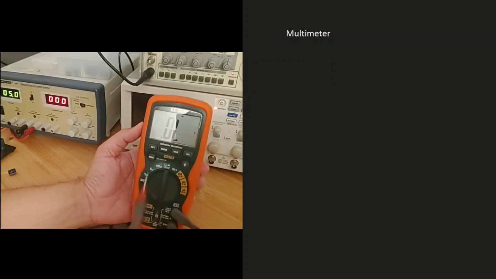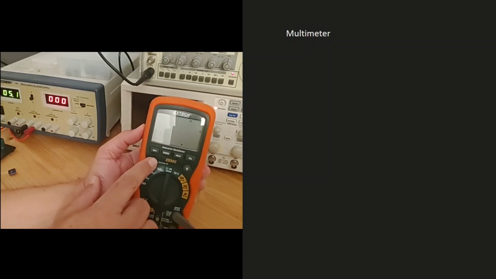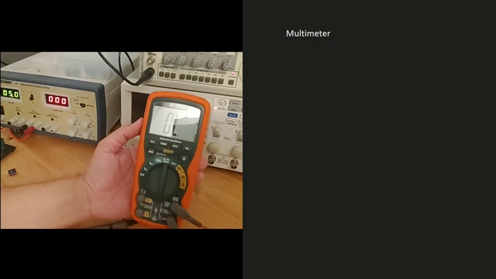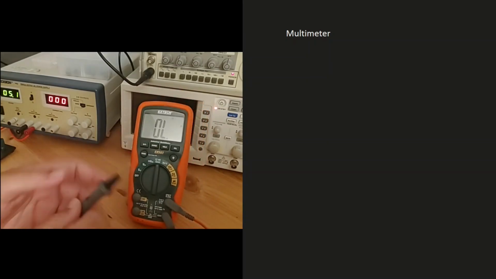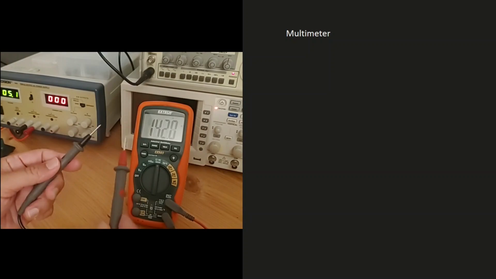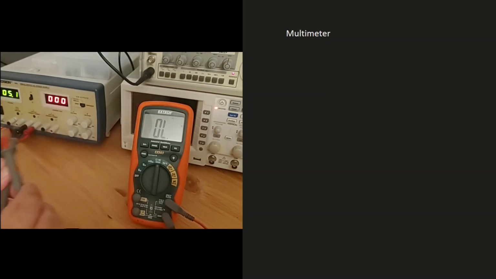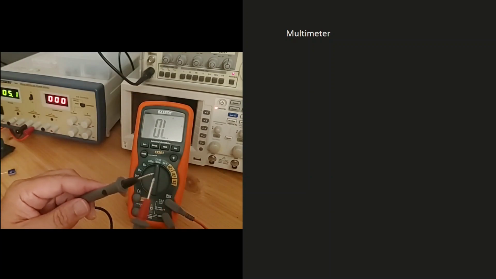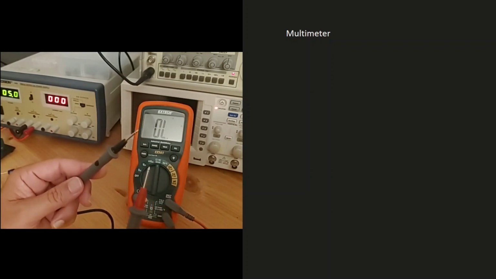So this is not a capacitor, this is a diode testing. And now here we have a buzzer symbol, which means this will act as a buzzer. So for example, if I touch the two probes, it will beep. So we can use this feature and connect the probes at different points in our circuit to verify if those 2 points are connected together or not.